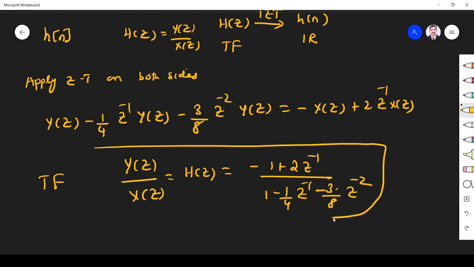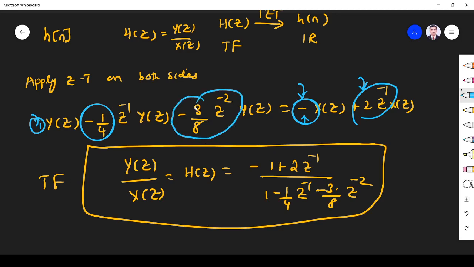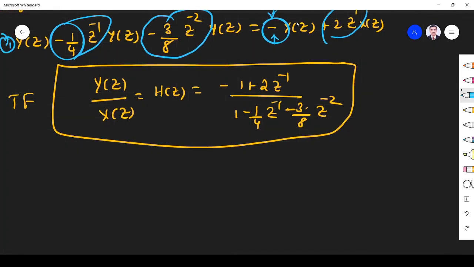Alright, so simple one. This we can find very easily. You see, this is the coefficient of minus 1. X of z comes down, no? So this will remain as it is: minus 1 plus 2 z inverse. This is always in the numerator, right? The Y coefficients will be in the denominator. You see 1 minus 1 by 4 z inverse minus 3 by 8 z power minus 2. That's what it is, simple. If you simplify also you will get the same thing. Directly you can write it: you write the X of z coefficients in the numerator, and the Y of z coefficients in the denominator.